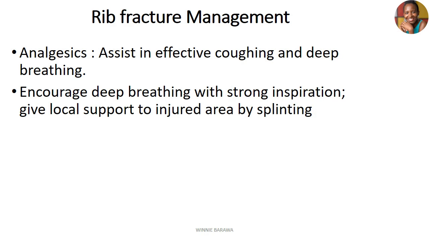Then encourage deep breathing with strong inspirations, while at the same time, remember, the ribs are separated from one another because of the fracture. Because of that, you also want to give local support, like splints or do splinting, as a way of immobilizing these ribs and keeping them in stable positions to avoid further damage or further dislocation around the rib areas.